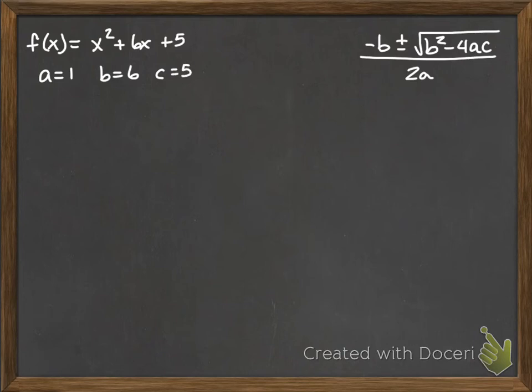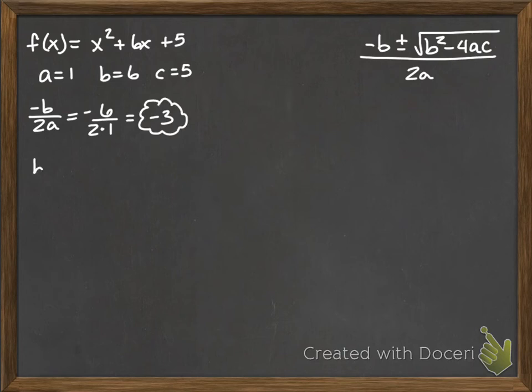So the first thing we do is we want negative b over 2a. That is negative 6 divided by 2 times 1. So that's negative 3. Make that my little cloud.